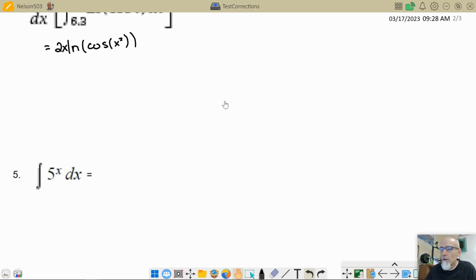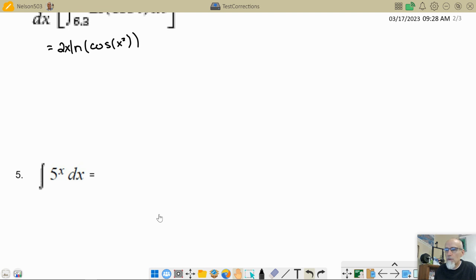Let's see, where's number 5? Here it is right here. Okay, so 5 is, do you know what the antiderivative of 5 to the x is, right? There's no work to be shown here. This one is 1 over the natural log of 5 times 5 to the x. If it was an e to the x, it's just e to the x, because 1 over natural log of e is just 1. And then it's an indefinite integral, so we're going to put plus C on the end.